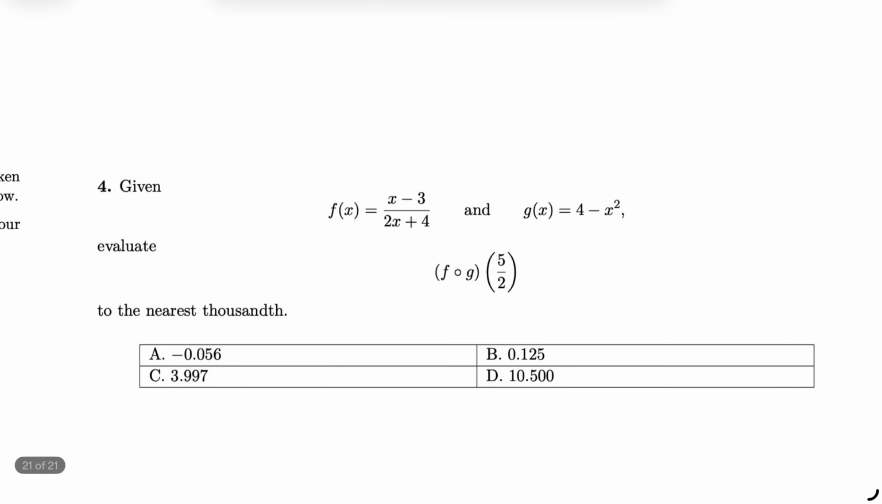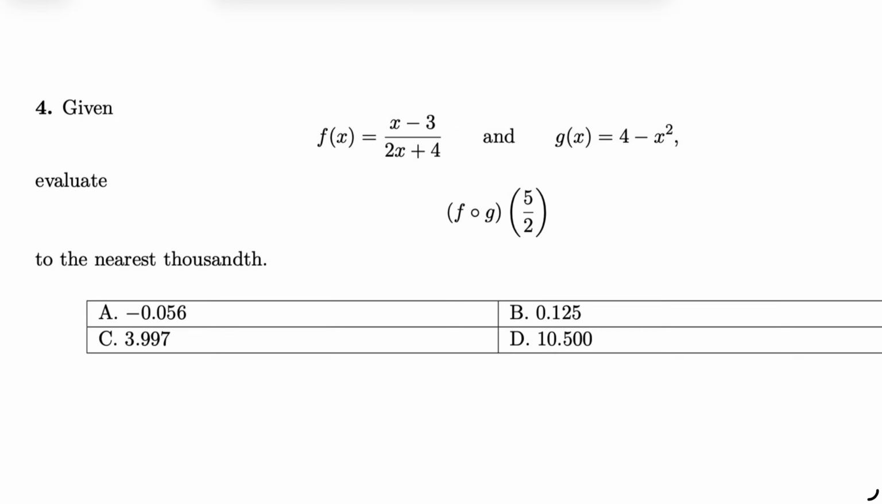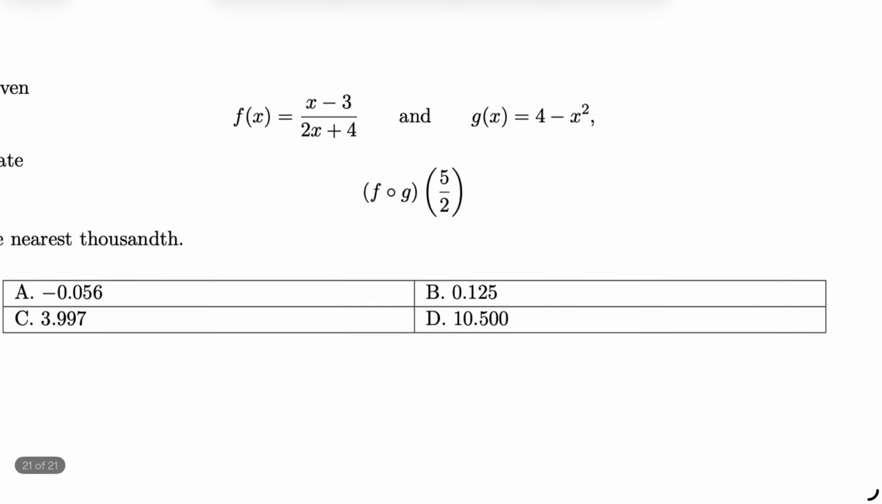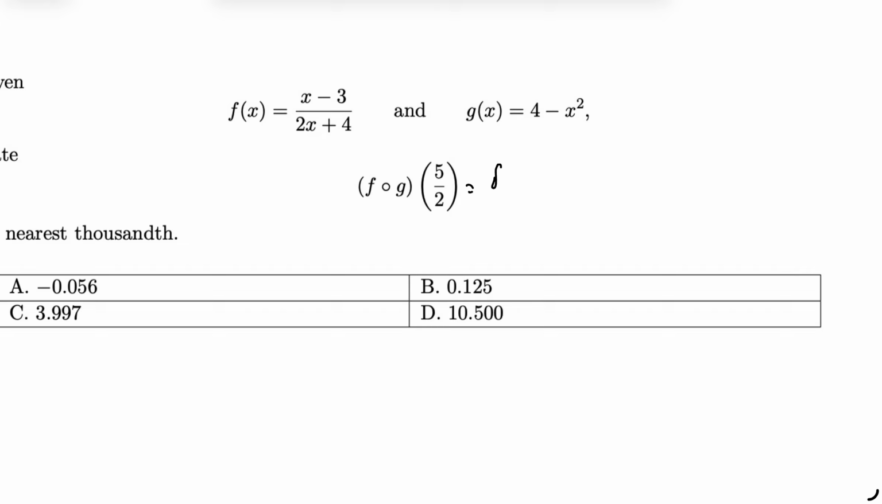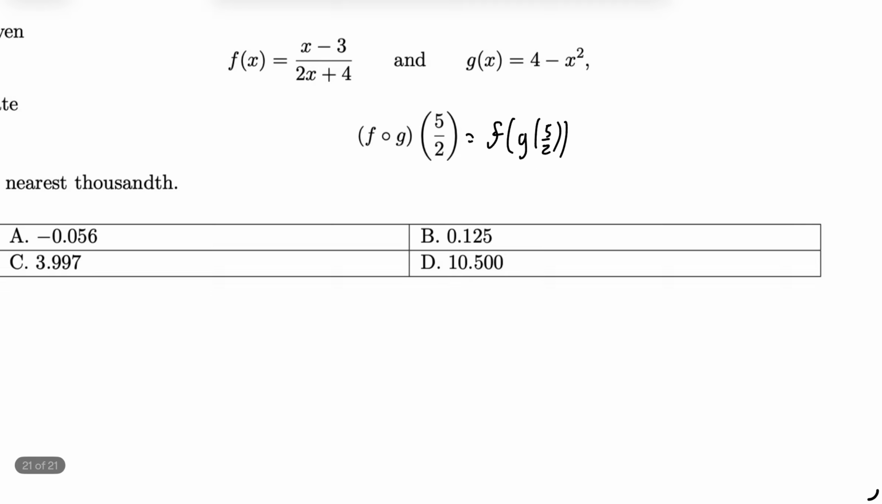Now for our next question, we have given f of x equals (x minus 3) divided by (2x plus 4), and g of x equals 4 minus x squared. We want to evaluate the composition of f with g, with 5 over 2 as the input. So what this means is we can rewrite this as f with the input of g with the input of 5 over 2, and we're going to evaluate this one at a time.